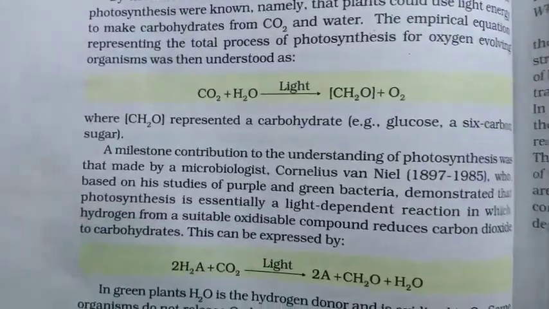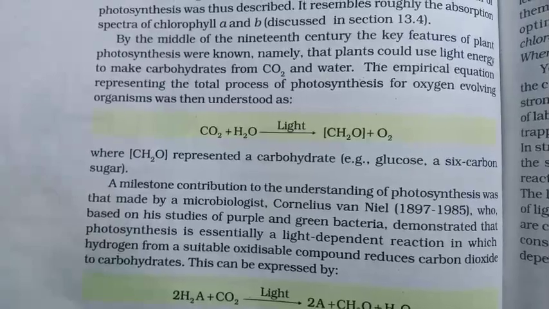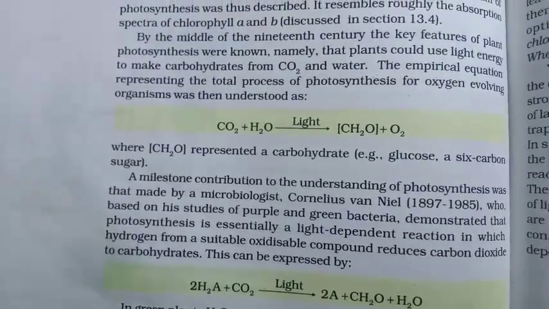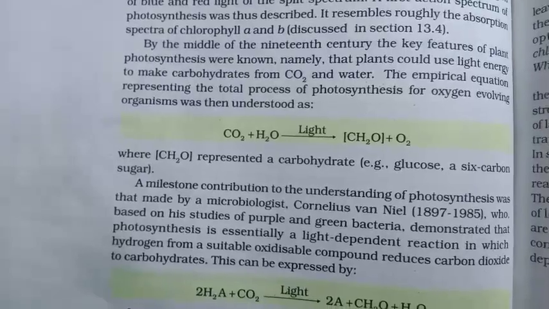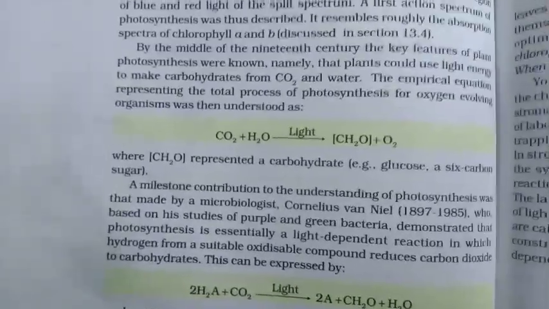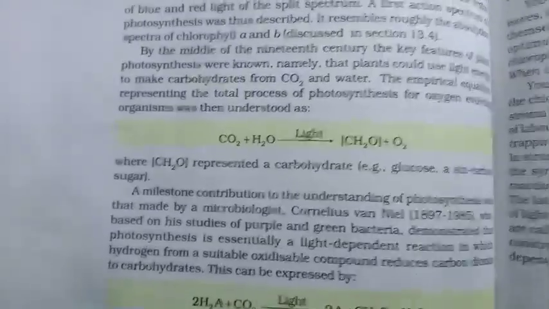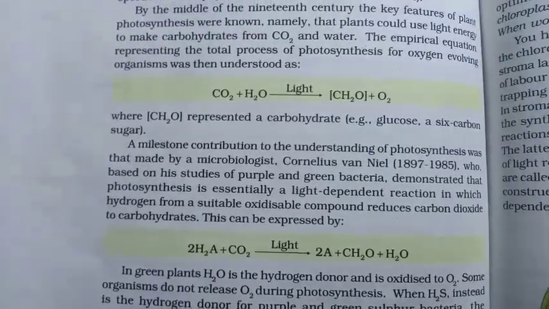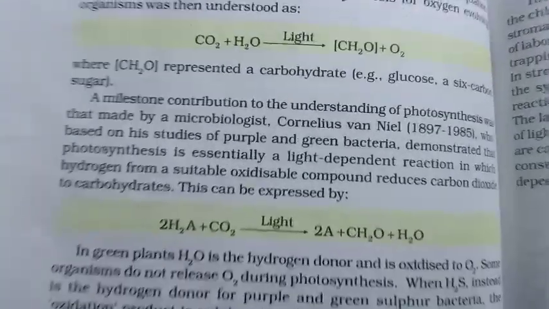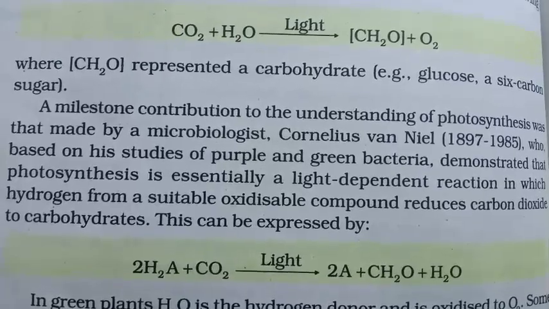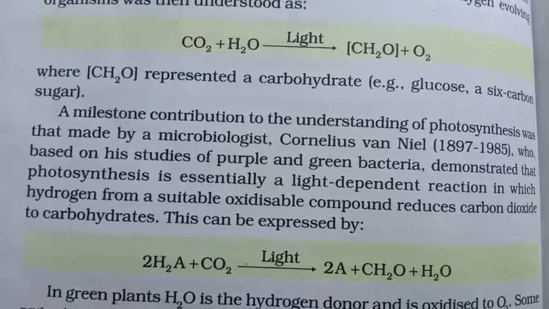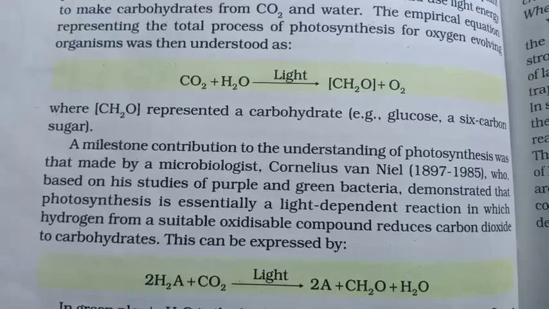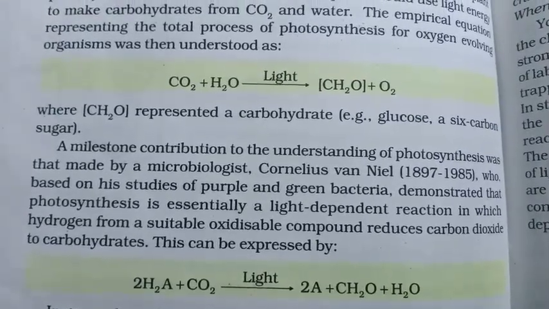And then a milestone contribution to the understanding of photosynthesis was made by a microbiologist, Cornelius van Niel, born in 1897 and died in 1985, who, based on the study of purple and green bacteria, demonstrated that photosynthesis is essentially a light-dependent reaction in which hydrogen from a suitable oxidizable compound reduces carbon dioxide to carbohydrate. Like this: 2H2A + CO2 gives 2A + CH2O + H2O.